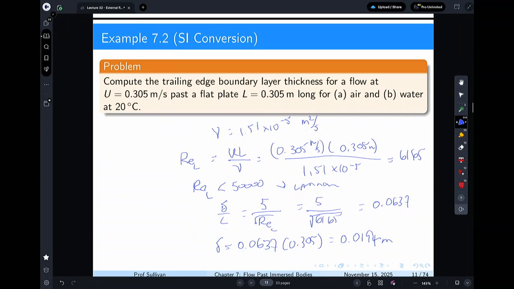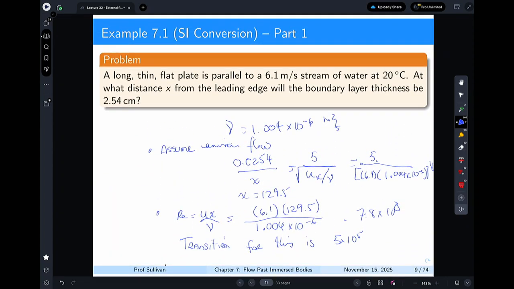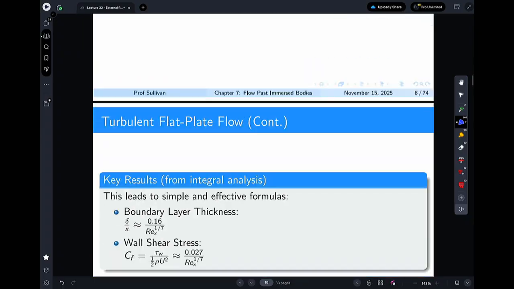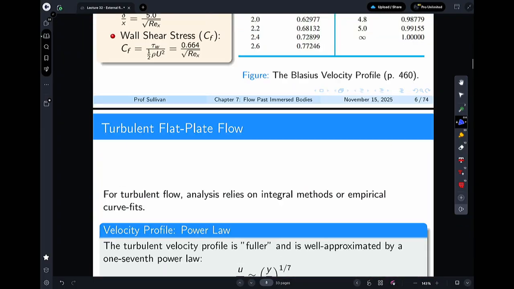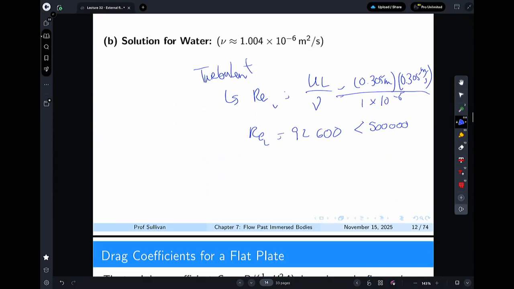Hold on. I can't do 10 to the 5th in my head. All right, so there you go. So it's laminar in both cases because it's less than 500,000. And let me just go back over these notes to make sure I didn't. Maybe I was clever. Okay. Yeah. All right, so it is less than 500,000. Sorry, that's the number you're looking for. So 5 times 10 to the 5th.